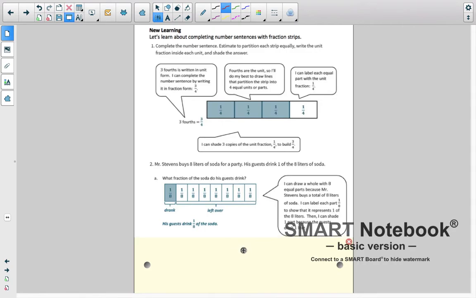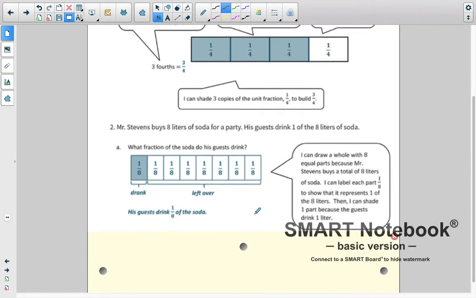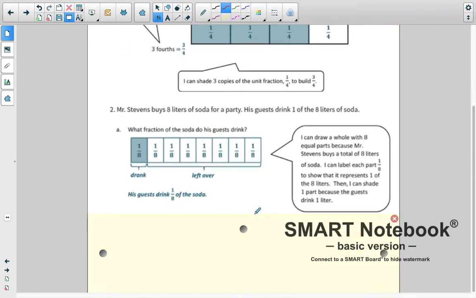And now they have a problem. It says, Mr. Stevens buys 8 liters of soda for our party. His guests drink 1 of the 8 liters of soda. So they broke up the fraction strip into 8 pieces because he had 8 liters of soda, and his guest drank 1/8. So his guest drank only 1/8 of the soda.